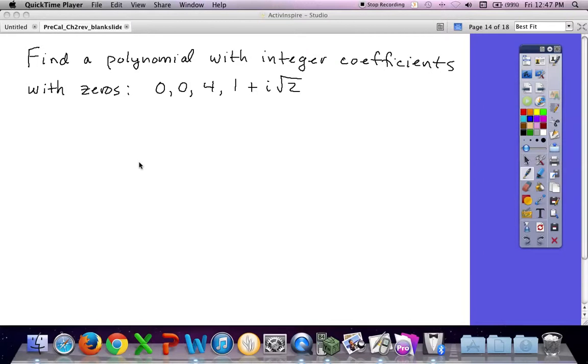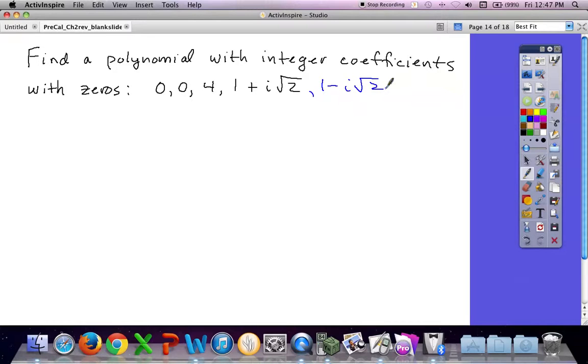Okay, here's another, find the polynomial that has certain zeros. But if I'm looking at this list here, right, then I'm missing a zero that I have to fill in. What is it? 1 minus i root 2, right? Because there's one imaginary number, you have to put in the conjugate. Right? So that is 1 minus i root 2.